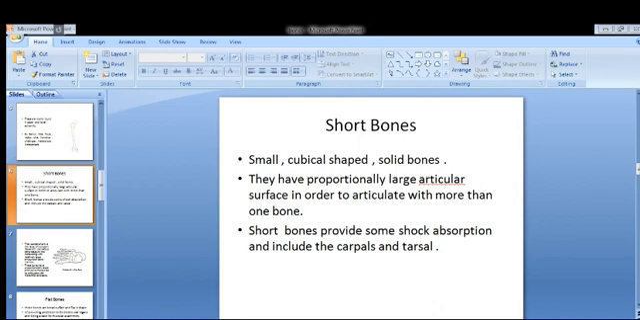Short bones, small cubic shaped solid bones. They have proportionally large articular surface in order to articulate with more than one bone. Short bones provide some shock absorption and include the carpals and tarsals.